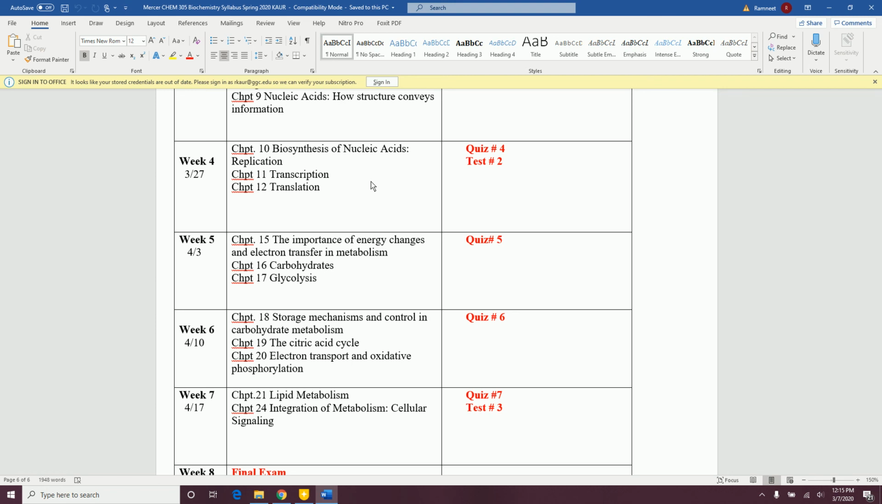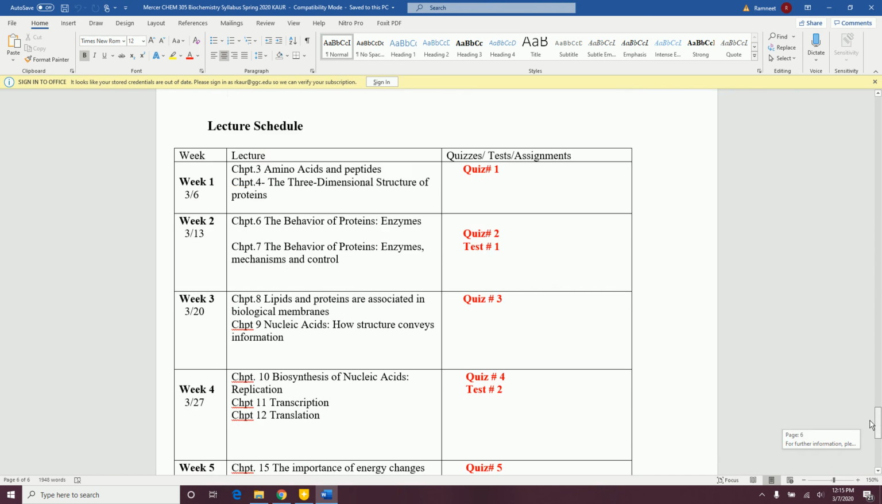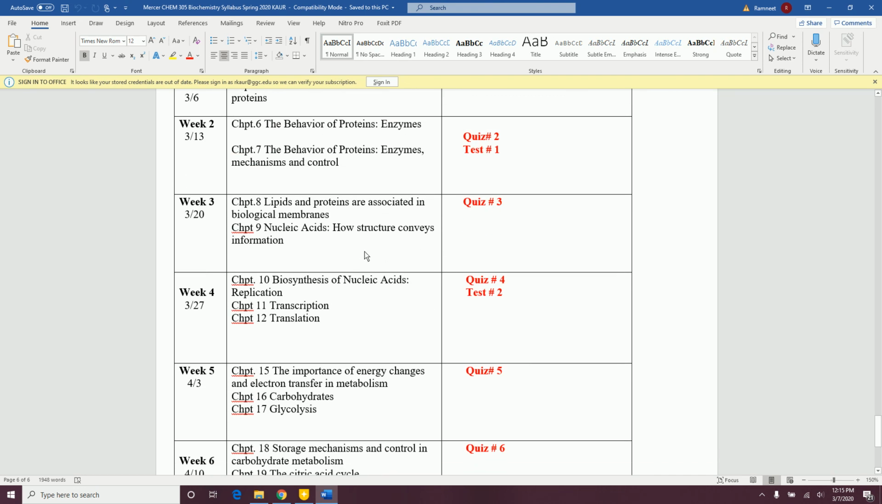It's a process which requires 2 steps. The first step is transcription and the second step is translation. The topic of transcription will be covered in chapter number 11, and the topic of translation will be covered in chapter number 12. So in week number 4 we will be covering these 3 topics, and quiz number 4 will be from these 3 topics. During week number 4 we will also have test number 2, and test number 2 will be from the contents of week number 3 and week number 4.